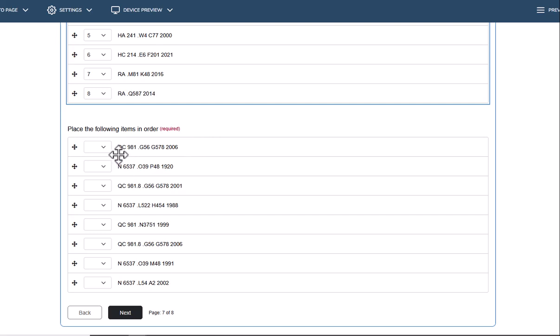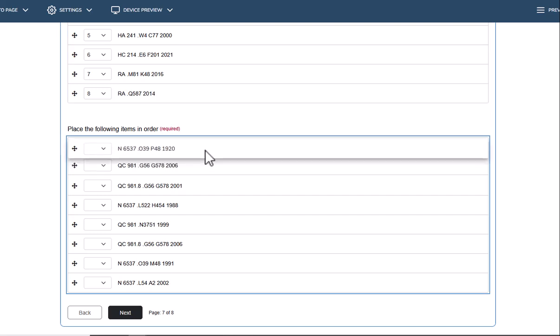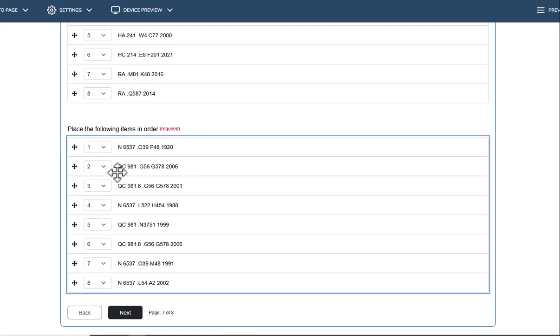So here we have QC and N. We're going to do a lot of comparison between QC and N, so it's worth remembering right now the letter N comes before the letter Q in the alphabet, and knowing that, we're going to swap those two. Now we're comparing QC and QC, they're the same. Now we're comparing QC 981 and QC 981. They're the same, except this one has a 0.8 on it. So we're going to keep this one second because that decimal makes it a slightly bigger number.